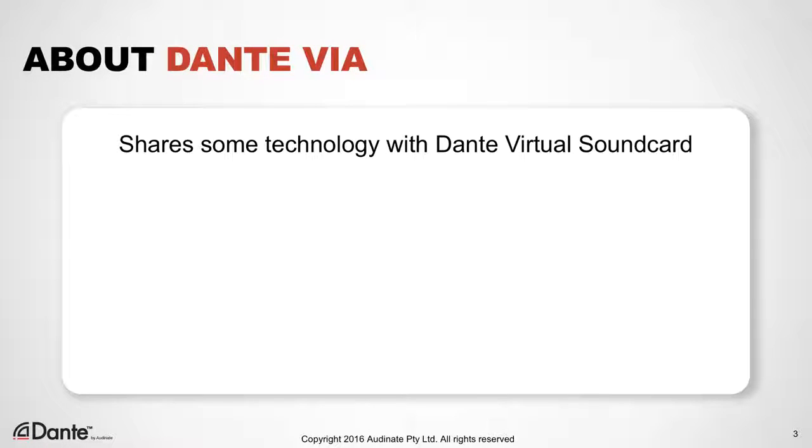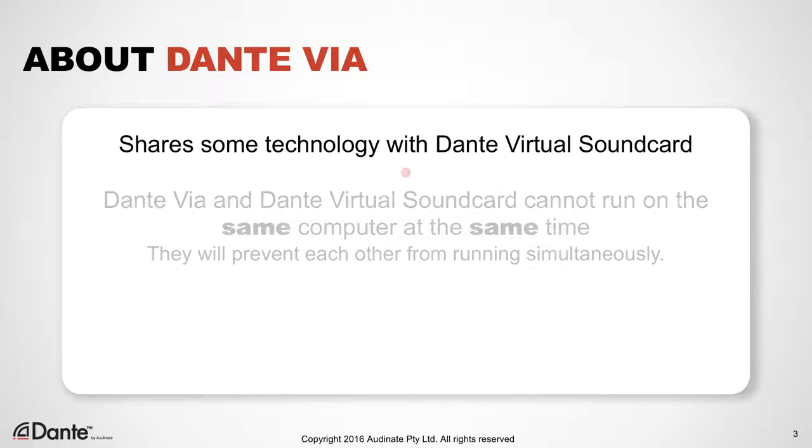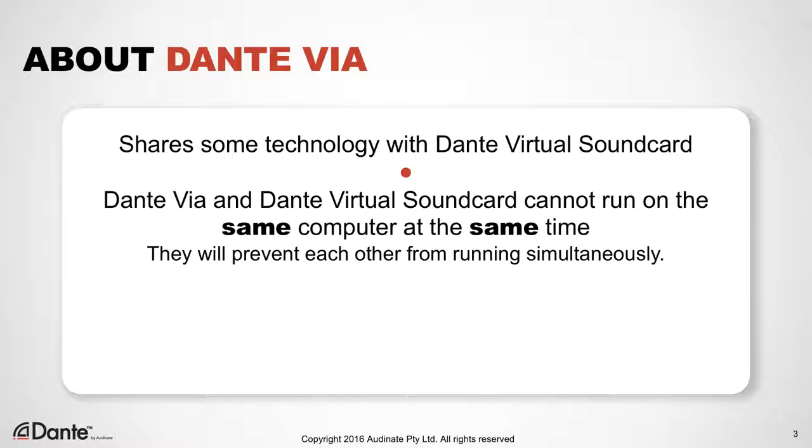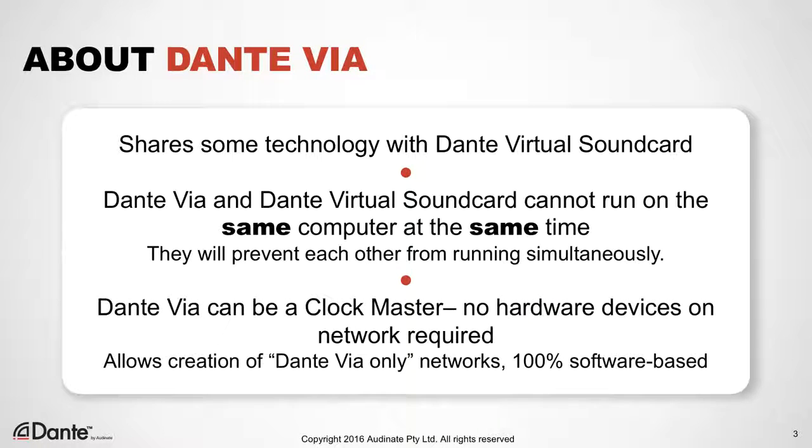While Dante Via is similar in some ways to Dante Virtual Sound Card, the two applications cannot run at the same time on a single computer. They are mutually exclusive. They may each be installed but may only be used one at a time. Both Dante Via and Dante Virtual Sound Card will prevent each other from running if launched at the same time.